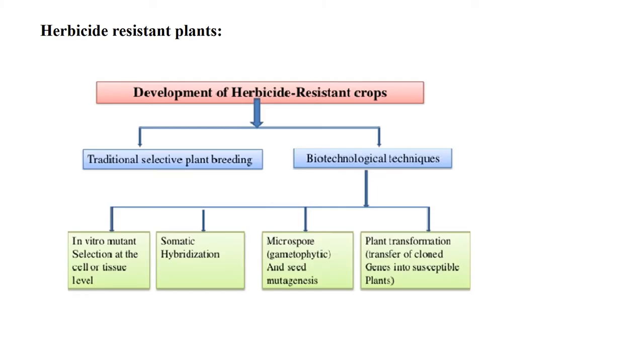Herbicide resistance plants. When we grow our crop in the field, we sometimes observe, along with our main crops, our original crop, there are small herbs. These small herbs, for example, weeds. Weed is a type of herb.